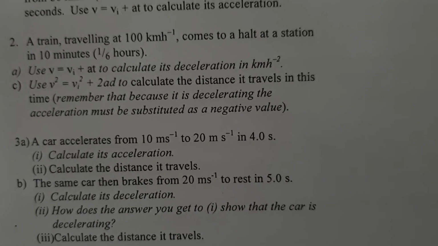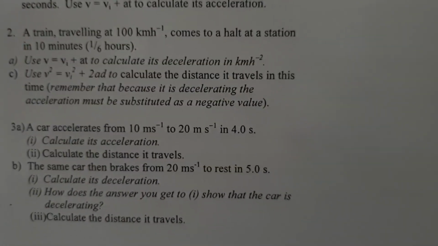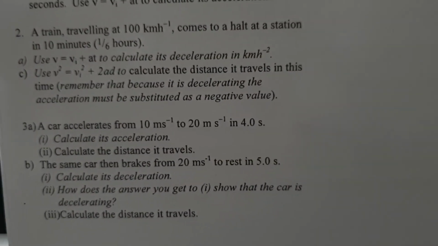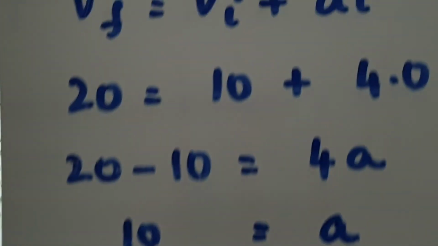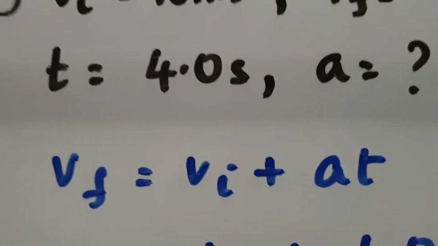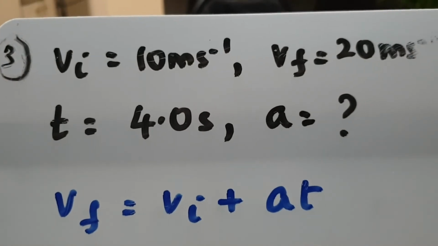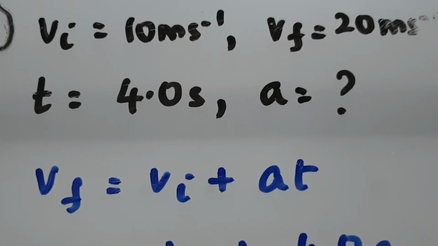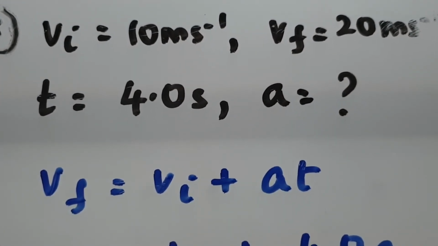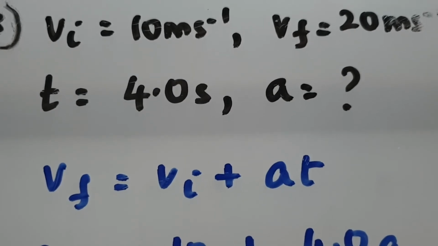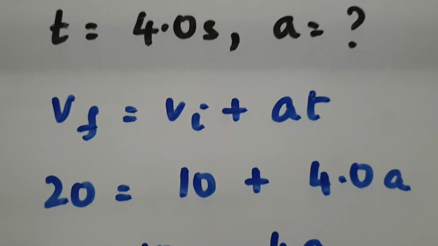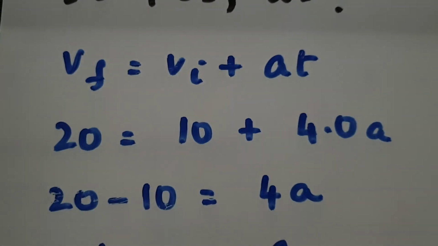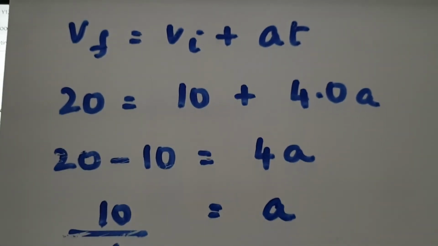Just looking at that, this is how we solve that question, to calculate acceleration and also to calculate the distance it travels. So what do we know? We know that VI is 10 meters per second, VF is 20 meters per second, time is 4. What's acceleration? We pick the first equation, substitute, and then you get the answer for A.